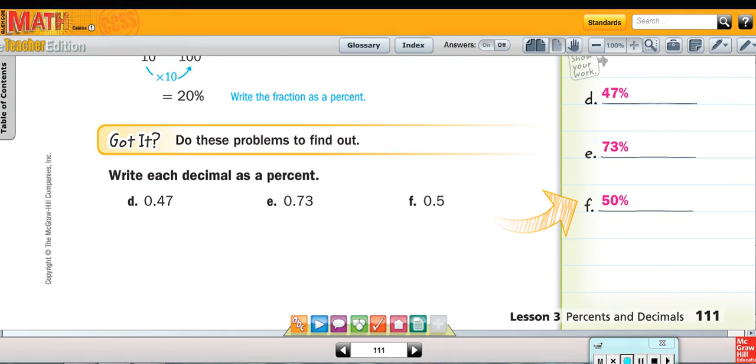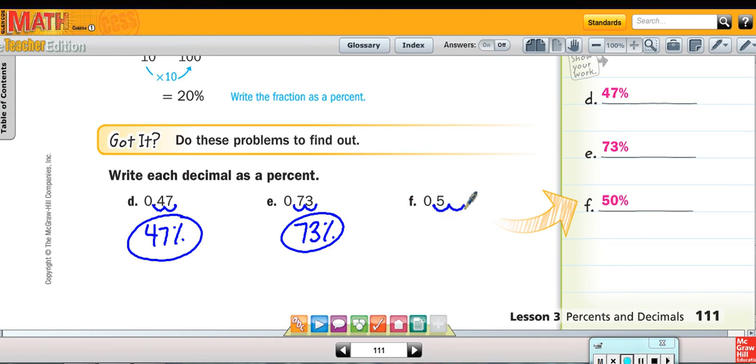If we take a look here, if I have 47 hundredths, here's my decimal. I multiply by 100 to get to a percent. This becomes 47%. If I have 73 hundredths, 2 places to the right, multiplying by 100, I get 73%. Here, if I have 5/10, 2 places to the right, I have to annex a 0, making this 50%.